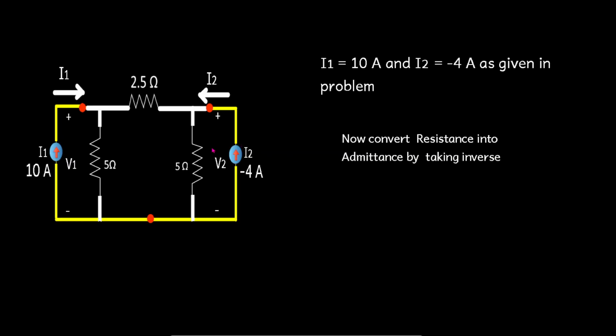So in the problem we have given this I1 value and I2 values. I1 is 10 amps and I2 is minus 4 amps. As we want to analyze this circuit using Y parameters, the resistor values 5 ohms, 2.5 ohms and 5 ohms, that must be converted into admittance. So how do you convert this resistance into admittance? It is just by taking the inverse.